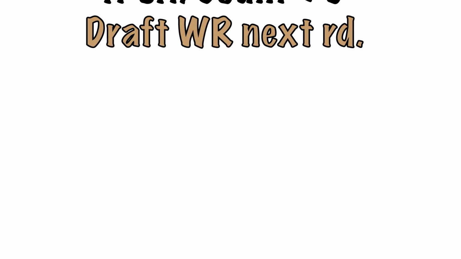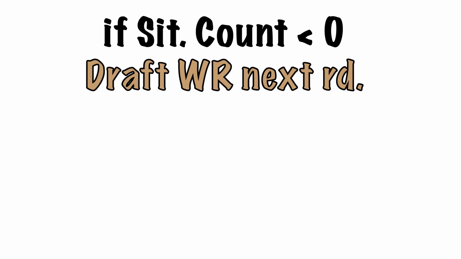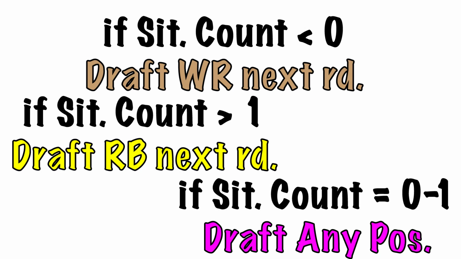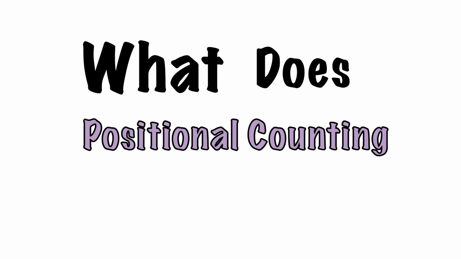If the situational count is below 0, you will draft a receiver in the next round. If the situational count is above 1, you will draft a running back in the next round. If the situational count is between 0 and 1, it doesn't matter what position you take the next round, so it would be a good time to draft a quarterback or tight end in the next round. So what does positional counting determine?